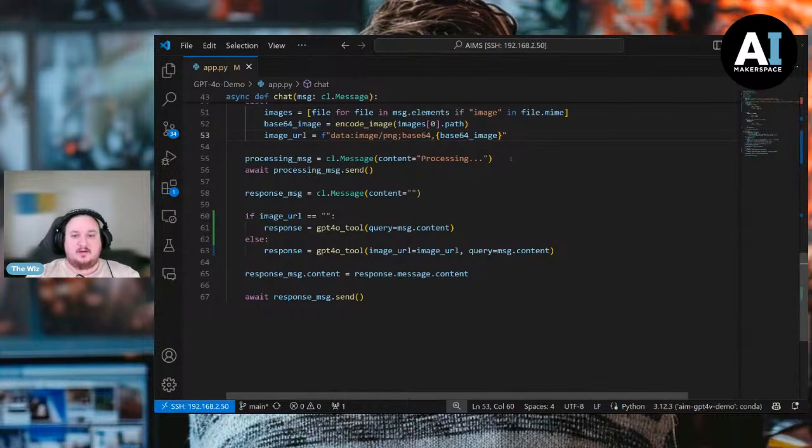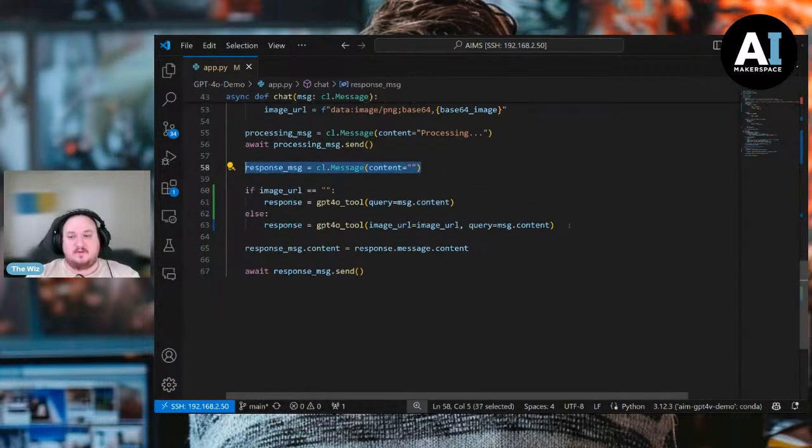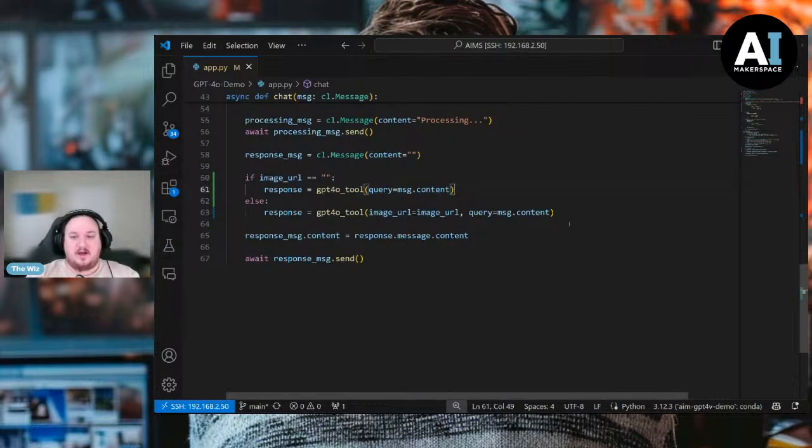Then we send a processing message to our user to let them know that we're working on it. And then we create our empty response message. We fill it with our response. If we have an image URL, we're going to send one. If we don't, we're going to send both. And then we're going to populate our content and send it away to the user.